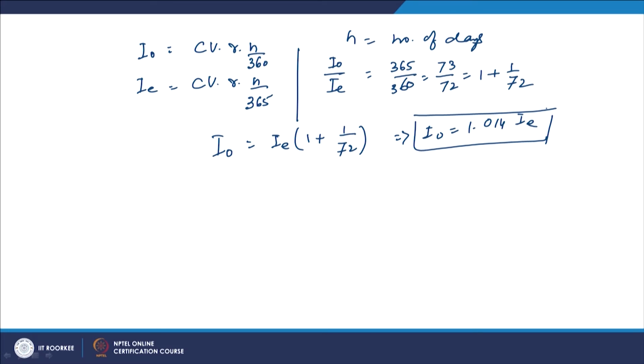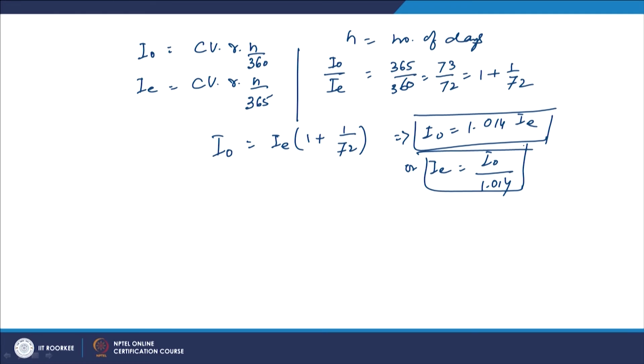Now you can even get the expression for I e. I e will be I 0 by 1.014. So, this is how you can have the expression for ordinary interest as well as the exact interest values.